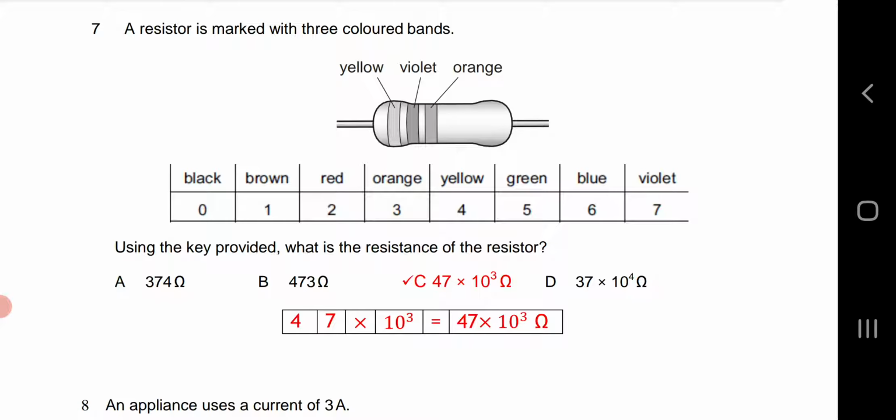Then place a multiplication sign. After placing the multiplication sign, look at the third band. What is its color? Its color is orange. And for orange, the code is 3. And for the third band, write down 10 raised to power 3. So for the third band only, you have to write 10 to the power of the code. Code is 3, so it's 10 raised to power 3. And so the resistance of the resistor is 47 times 10 raised to power 3 ohms.